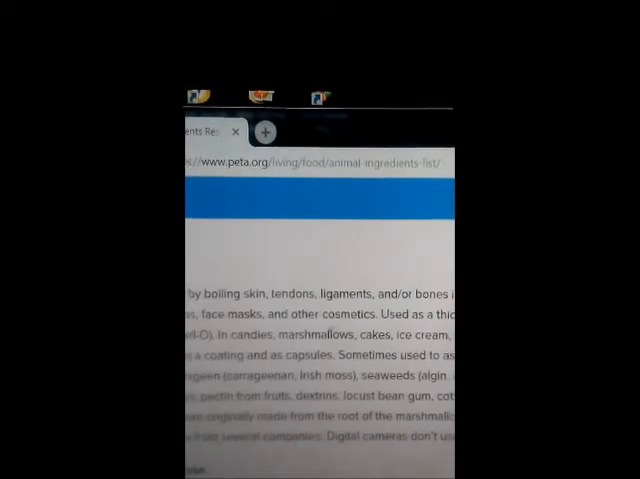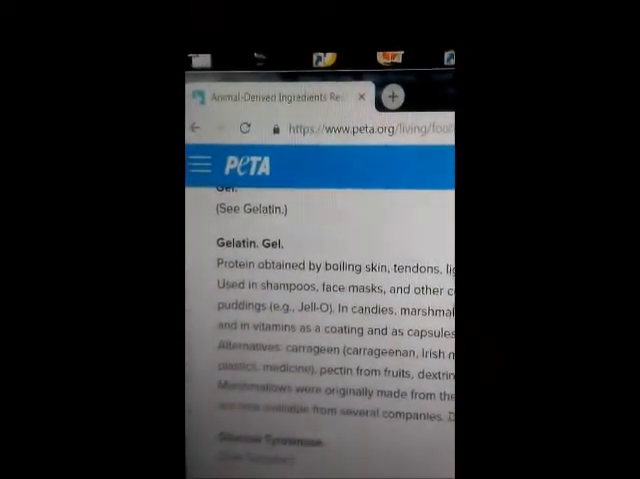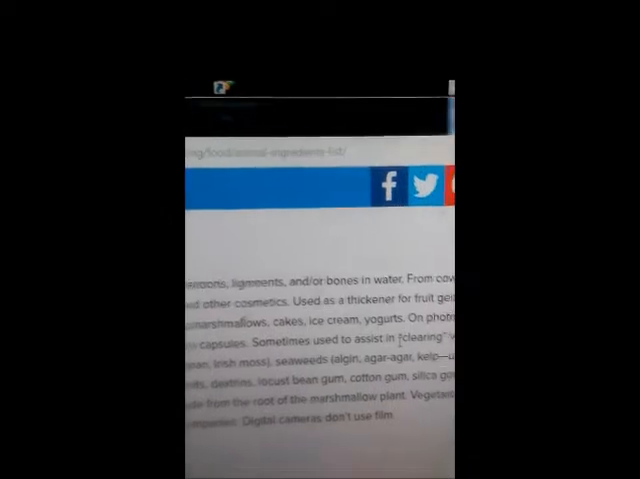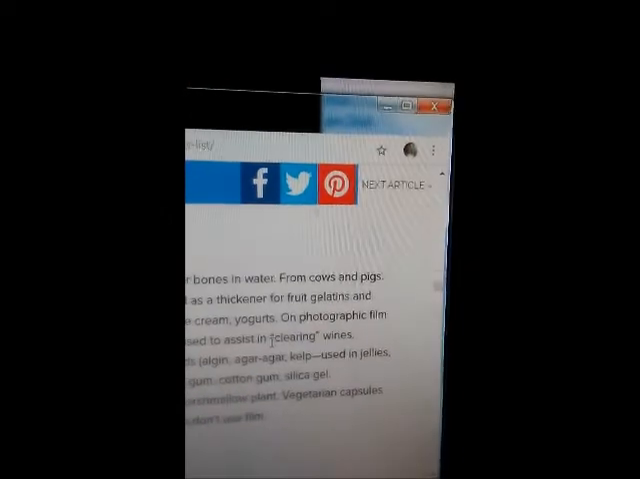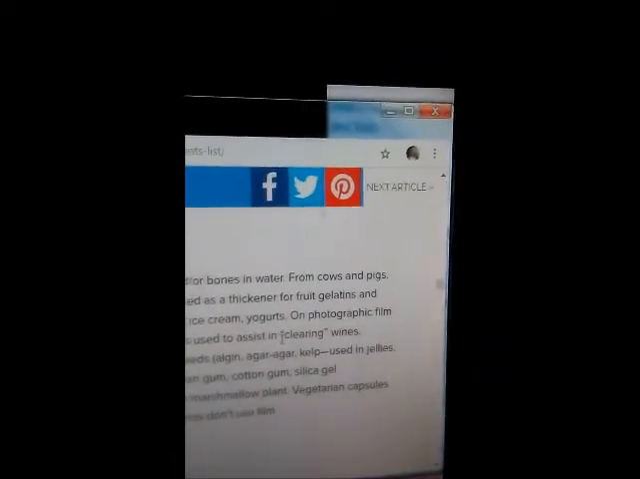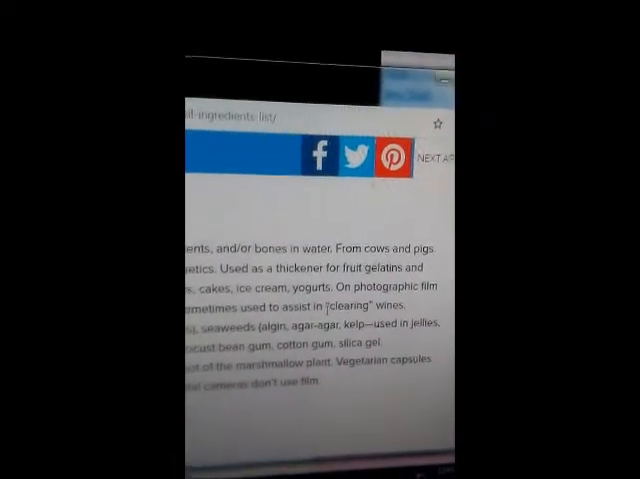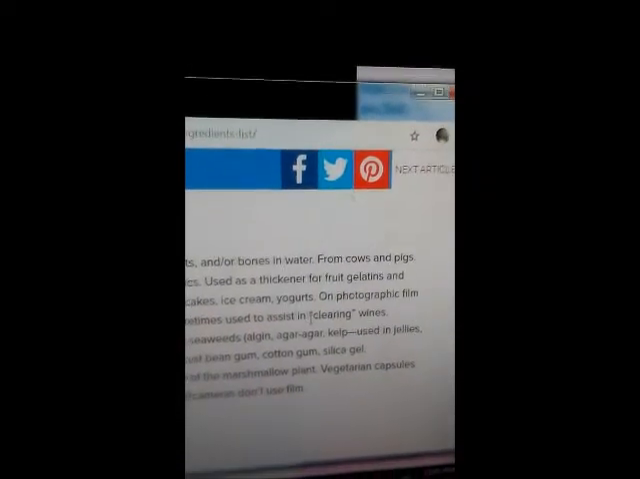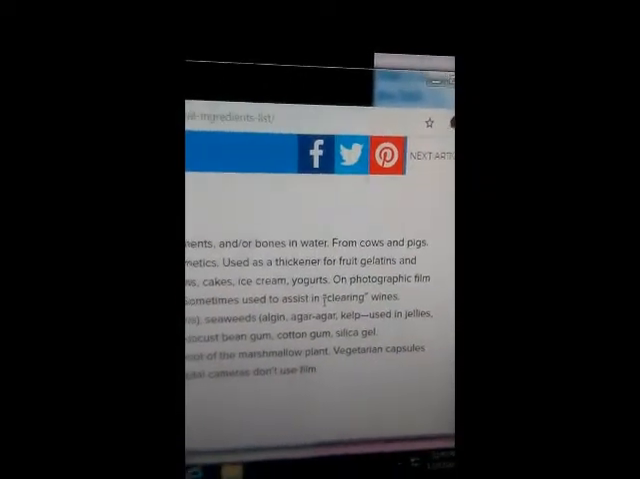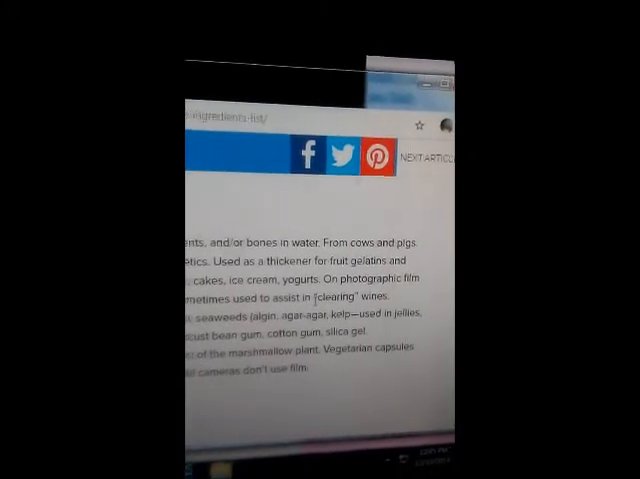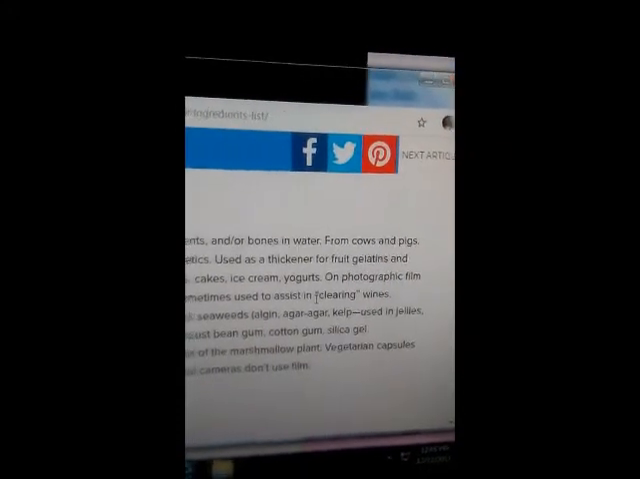You got gelatin, gel. Protein obtained by boiling skin, tendons, ligaments, and or bones in water from cows and pigs. So when you see gelatin and gel, most of the time they're using pig, okay? And they may use cow, but it depends on which one they're able to have at the time. It's just gonna say gelatin, so they're using either or.